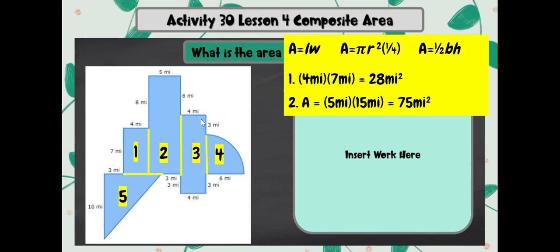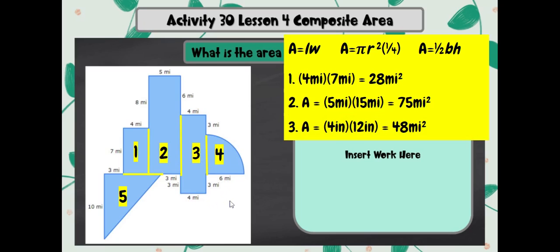For number 3, I have 3 here. Then I have this radius of the circle, which is 6. And then I have 3 more. Across the top, I have 4. So I have 4 times 12, which is 48 miles squared.